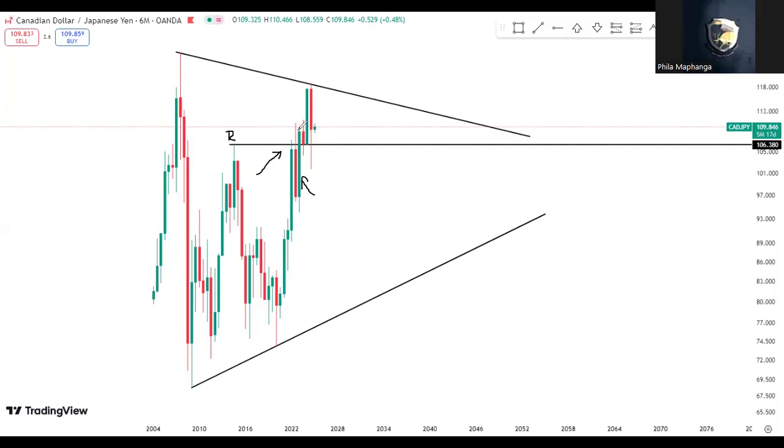Now, after they have broken our resistance, what happened? They came back down to test it as support. You can see this candlestick that became a continuation pattern. Why did the market go down there? You draw your trend line like this, you get the trend line. Let me just draw the trend line so that you can see it. This is the trend line. It will be more visible as you are going down with the time frame.